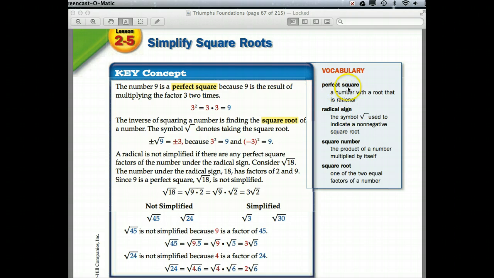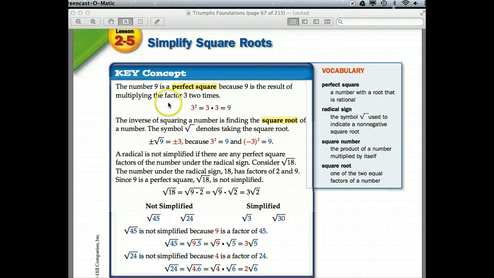A perfect square means that it's a number times itself. The product of a number multiplied by itself is that square number, and then the square root. So the number 9, we call it a perfect square because 9 is the result of multiplying the factor 3 two times. So in other words, there's a number times itself that will give you 9. So that's why it's called a perfect square.